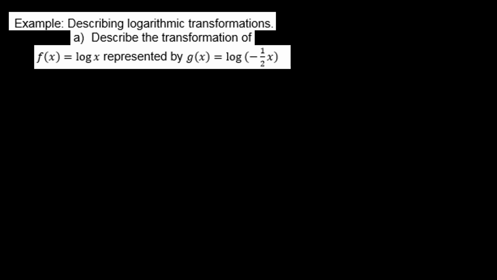Okay, so part A, describe the transformation of f of x equals log of x, represented by g of x equals log of negative 1/2 x. So from f to g, we have a negative and we have a 1/2. So again, remember, negatives are separate from the numbers they have next to them. So that negative is a reflection, right? And since it is attached to the x, it is in the parentheses with the x. That is your horizontal. So horizontal, you flip your pencil, that's over the y-axis.